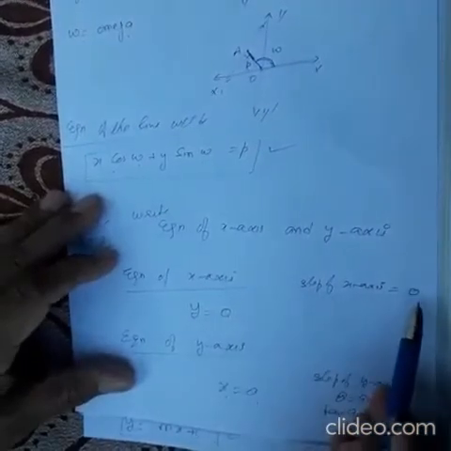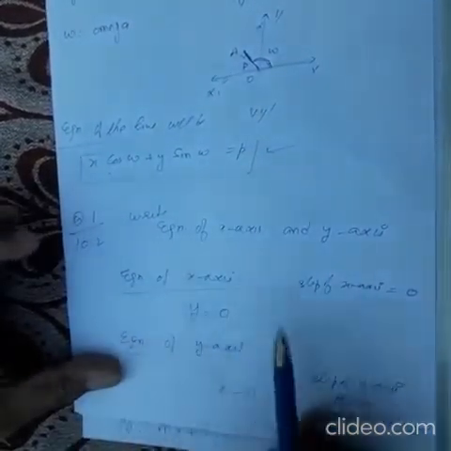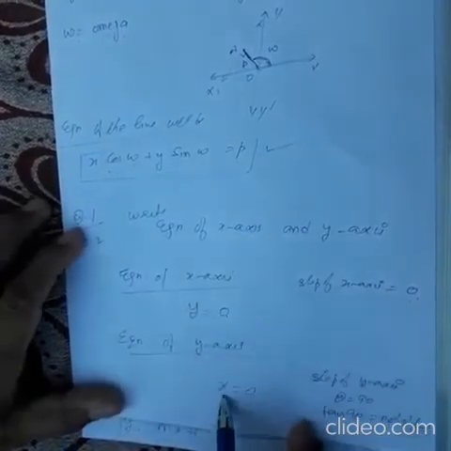The slope of the x-axis is 0. The equation of the x-axis will be y is equal to 0. The equation of the y-axis will be x is equal to 0.